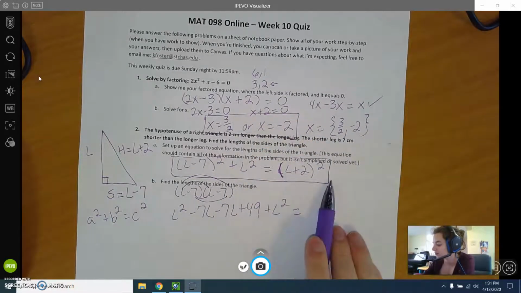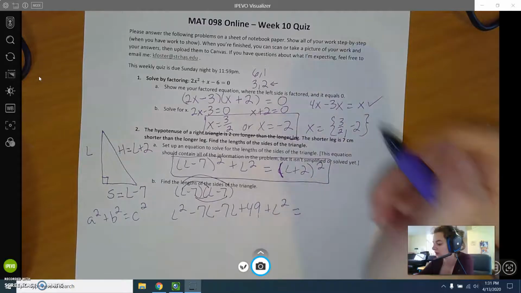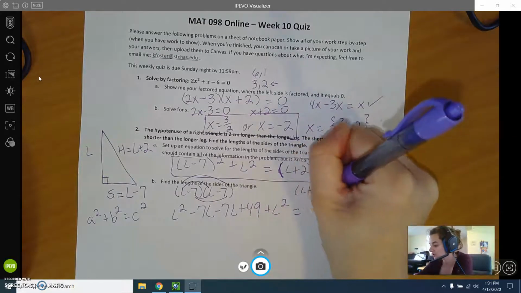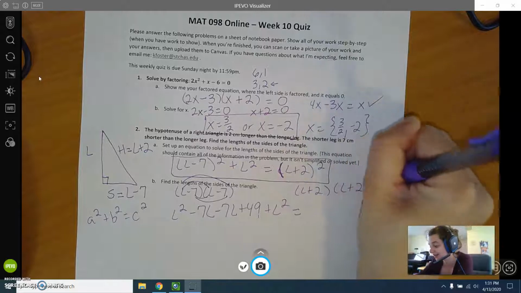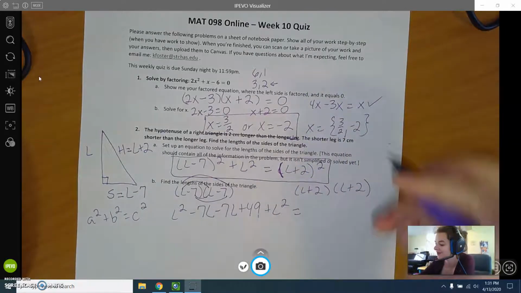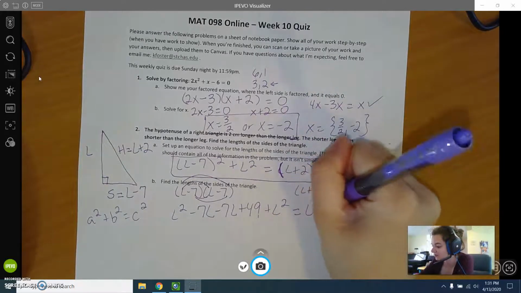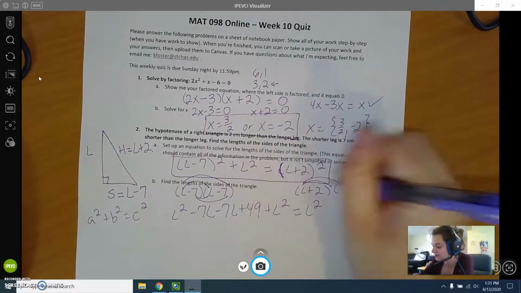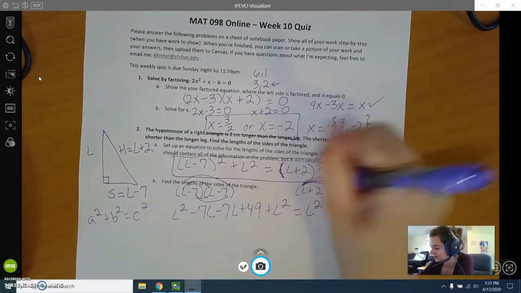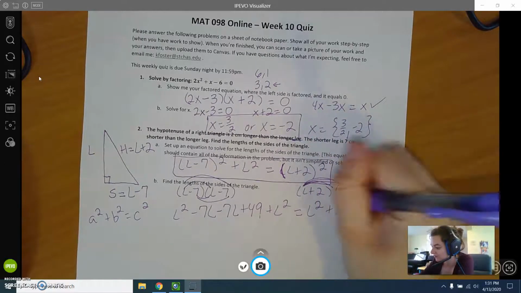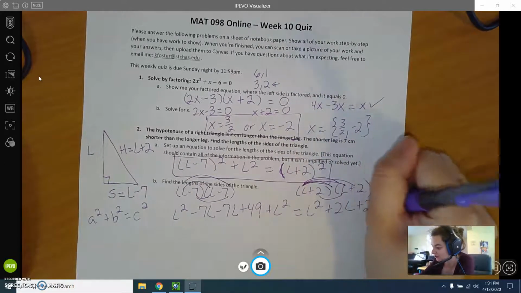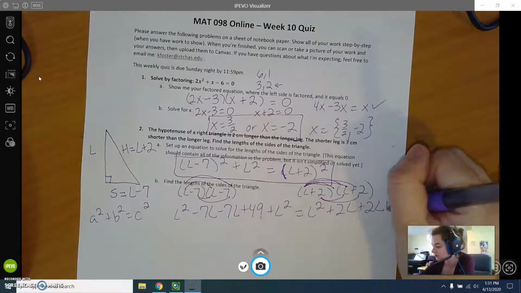Continuing with our equation, we have a plus L squared. And on the right side of our equation, we have L plus 2 squared, so that would be L plus 2 times L plus 2. And again, you need to distribute. So L times L is L squared. You'll have L times 2, which would be 2L. You'd have 2 times L, which would be another 2L. And 2 times 2, which would be plus 4.